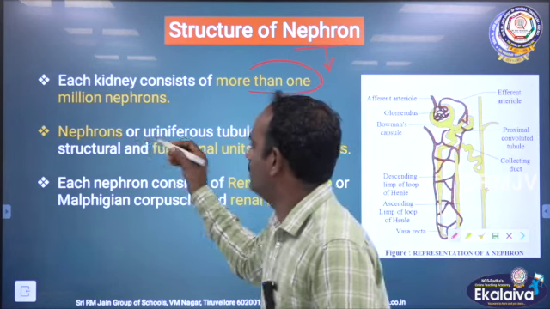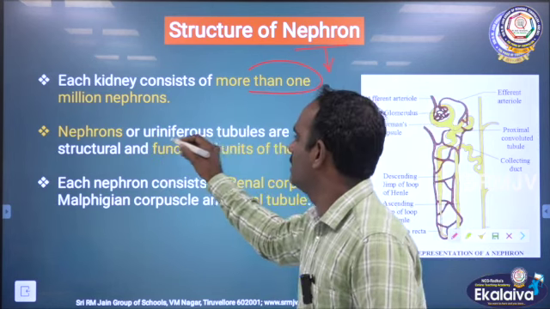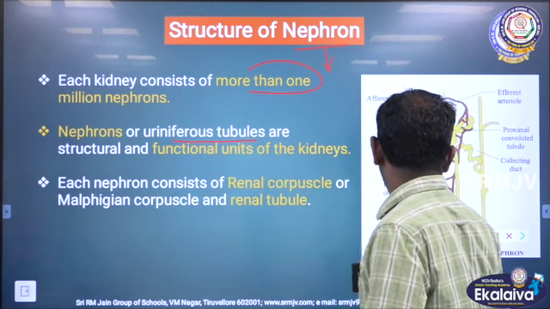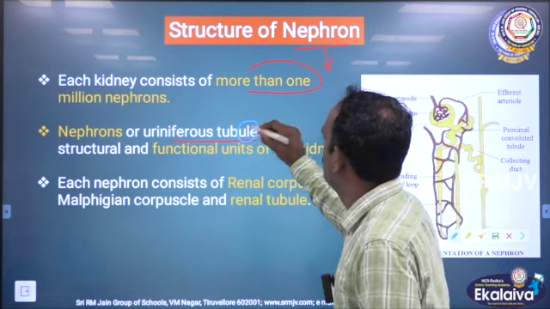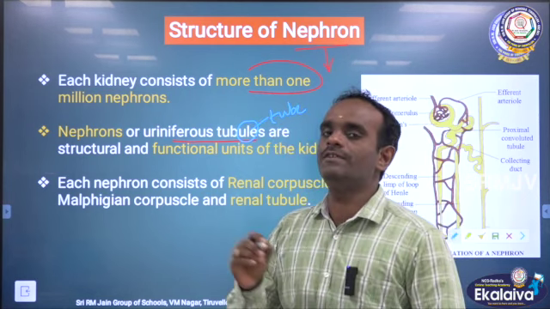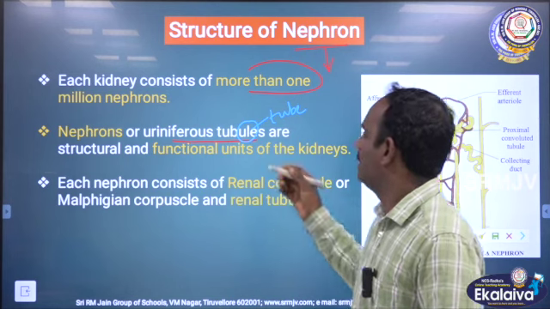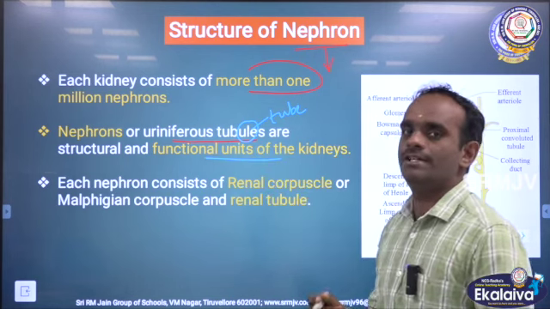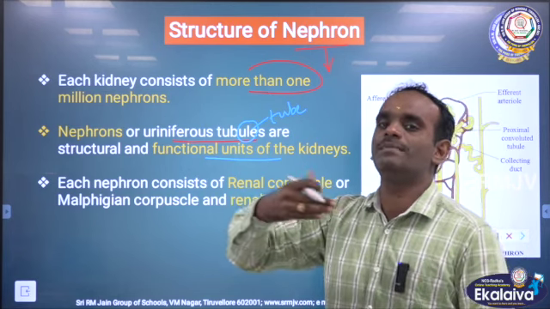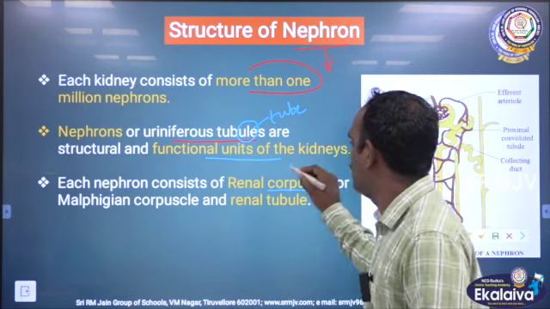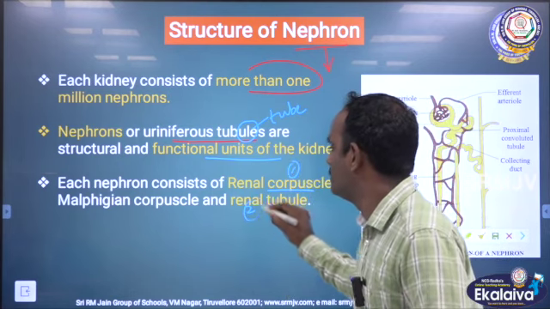The other name for nephron is uriniferous tubules. Tubules is nothing but tube. Nephrons are also called uriniferous tubules, and it is the structural and functional unit. Each nephron consists of two major parts. One is the renal capsule and another one is the renal tubule.